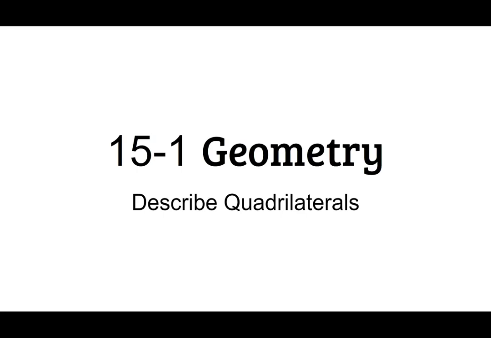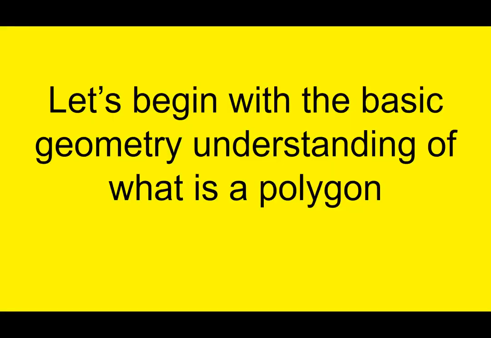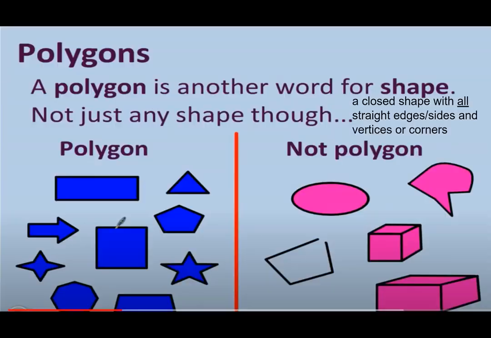Hey everyone, we're starting a new topic in Math 15.1, Geometry, and we are going to begin with describing quadrilaterals. So before we can even get started, what is a polygon? A polygon is another word for a shape, and it's not just any shape, okay? It's a closed shape with all straight sides or edges that have vertices or corners.